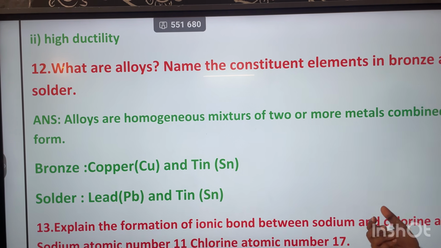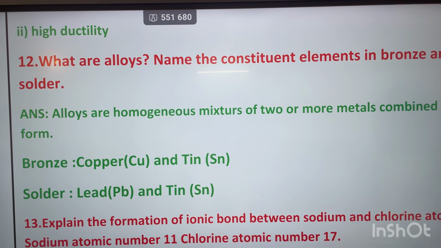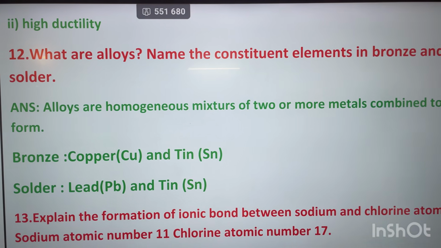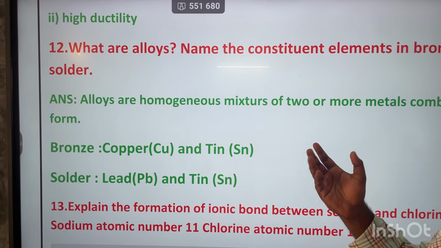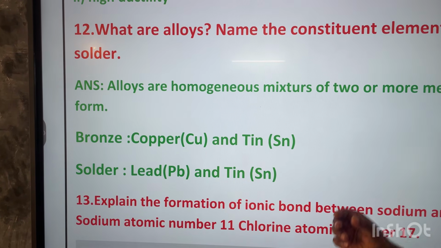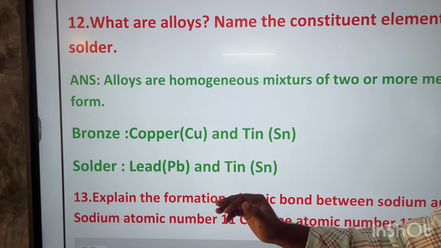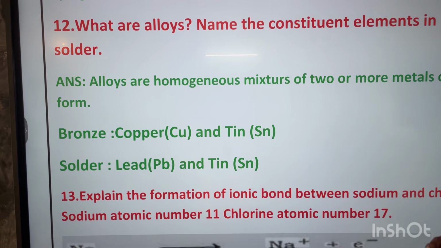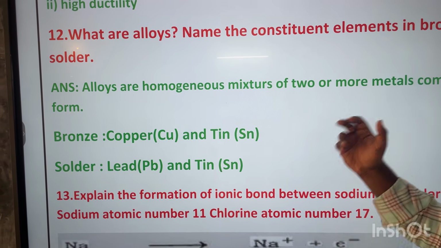Definition of alloys: alloys are homogeneous mixtures of two or more metals combined to form constituents. Alloys are mixed elements. Observe this. Bronze is a mixture of copper and tin. Solder is lead and tin. Another one also asked in the examination: brass, copper and zinc.